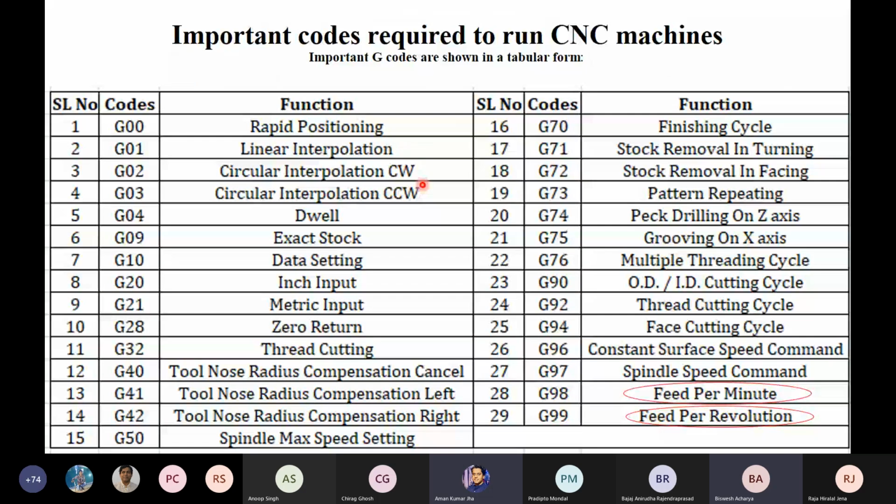Now we have covered G00, G01, G02, G03. Now G04. This is dwell. Dwell means suppose we are doing some machining operation and we want some inspection in between, say after 4 lines. So we can write G04 and some value so that it will wait for some time, the machining will be stopped, and we can check whether the machining is performed well or not.